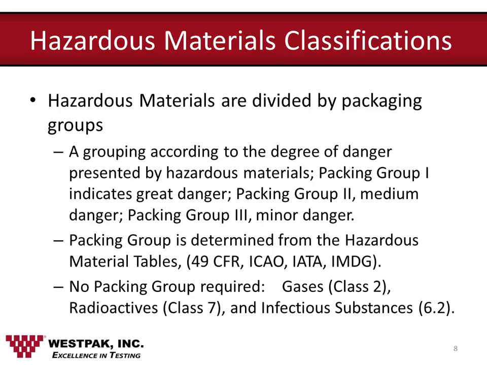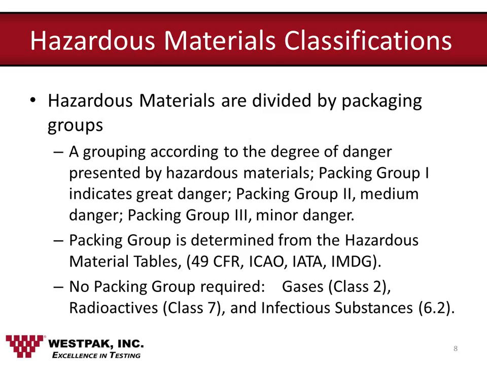When we talk about packaging groups, it consists of packaging group 1, 2, and 3. Number 1 means that this hazardous material has the greatest danger, and if it comes in contact with a living organism, it probably has the most negative impact. Packaging group 2 has medium danger, which is less than packaging group 1. And finally we have packaging group 3, which is the least amount of danger.